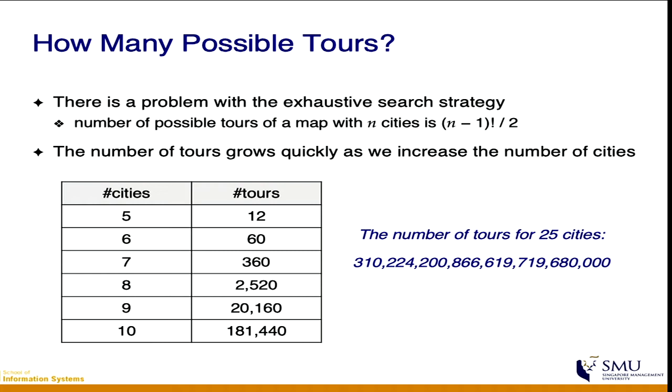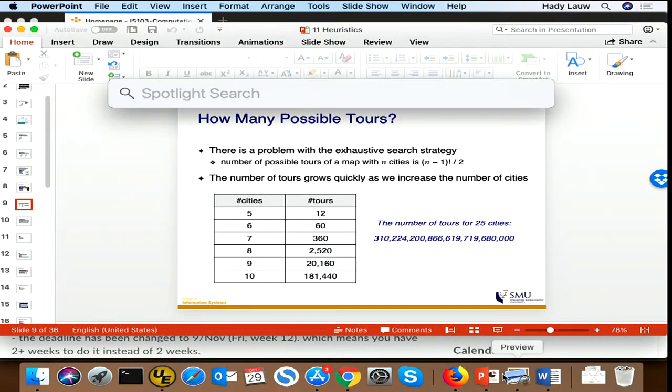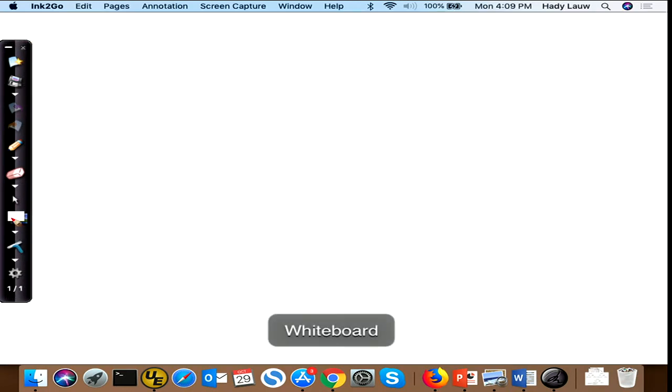Now, the number of tours that is going to be involved is (n minus 1) factorial divided by 2. Now, why is it (n minus 1) factorial divided by 2? Well, firstly, we are trying to generate tours. So let's take a look at what kind of tours they are, right?